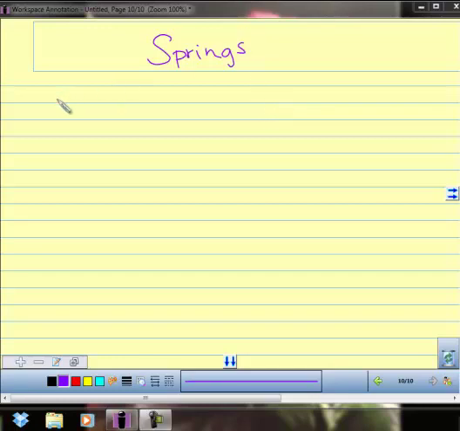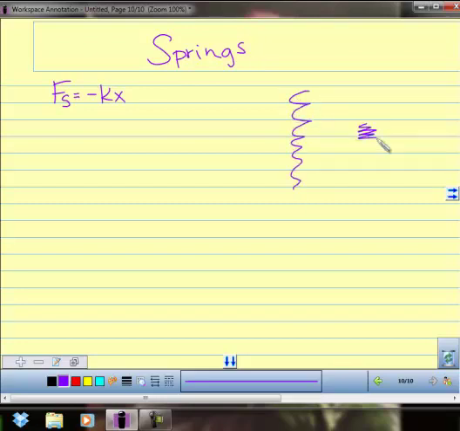So for springs, they have their own special formulas. The first one we're going to talk about is spring force. So force of a spring, and that's equal to negative kx. The negative is just a vector quantity. When we talk about springs, we talk about multiple different types of springs. So we have compression springs and we have expansion springs, and every single spring has its own constant. So that's this k, the spring constant.